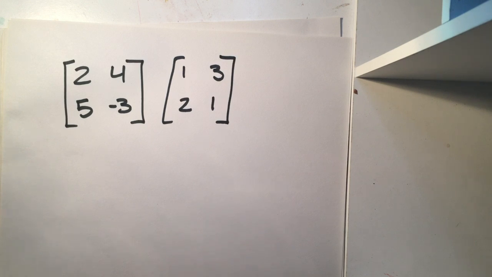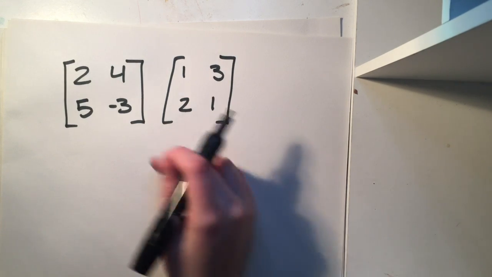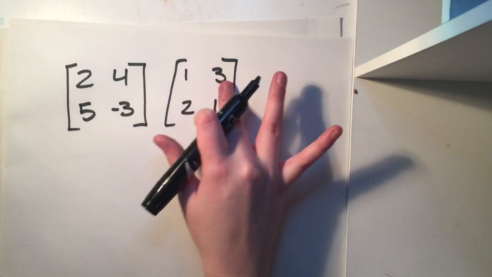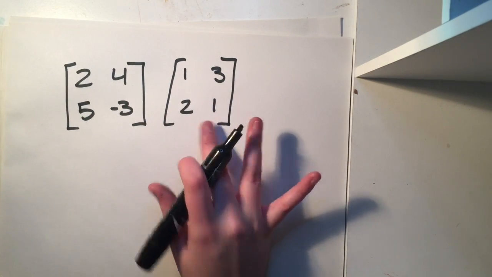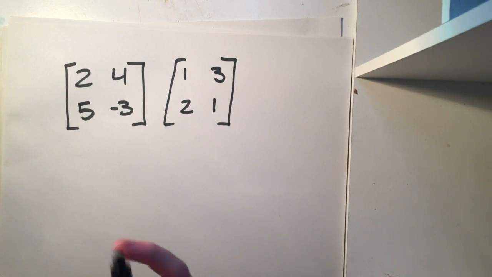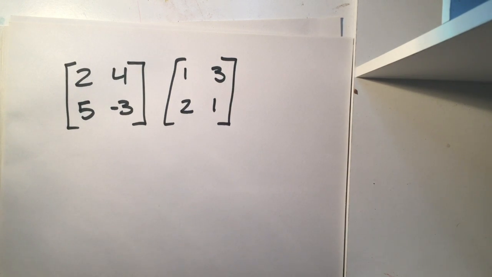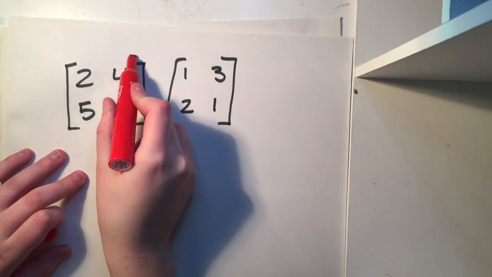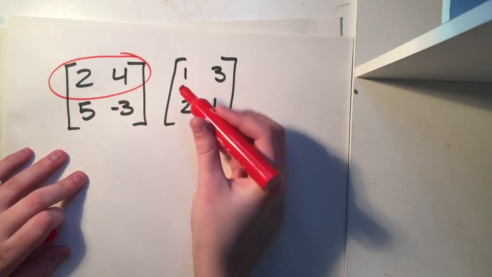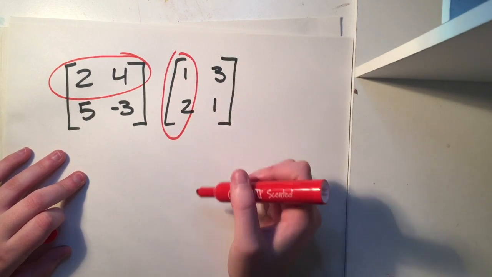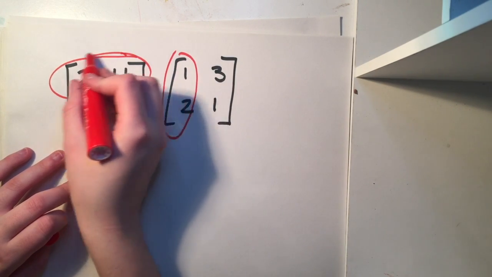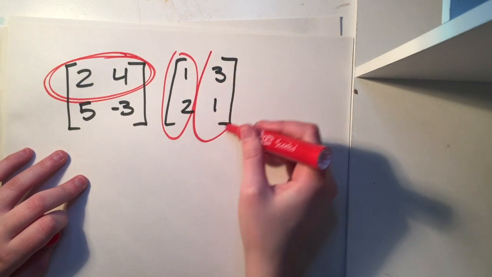So, how do we multiply matrices? It's a little complicated because while you would normally think, oh, I'm going to multiply 2 by 1, 4 by 3, 5 by 2, and negative 3 by 1 and get my answer, that's not how it works. In order to multiply matrices, we are going to multiply the first row by the first column. And then we're going to multiply the first row by the second column.